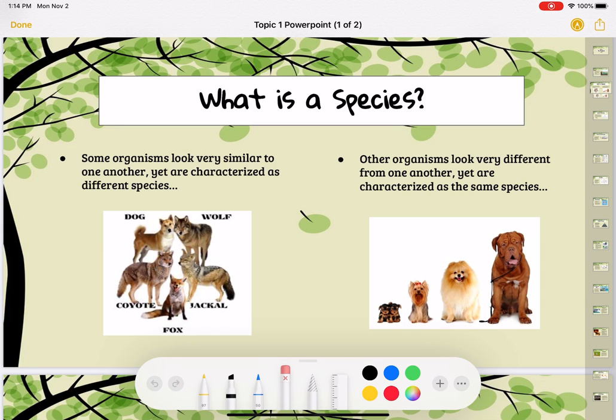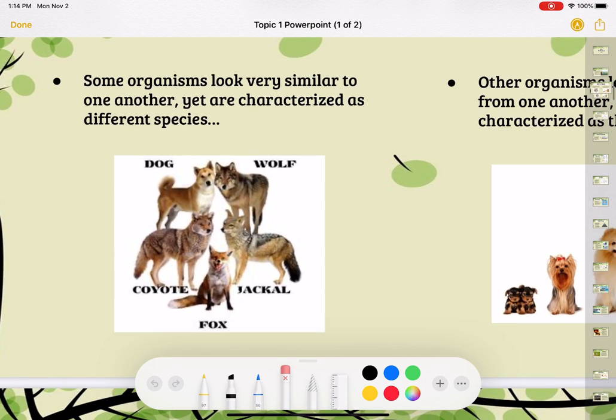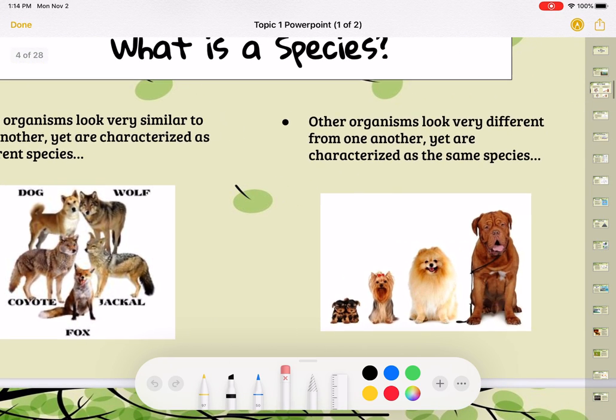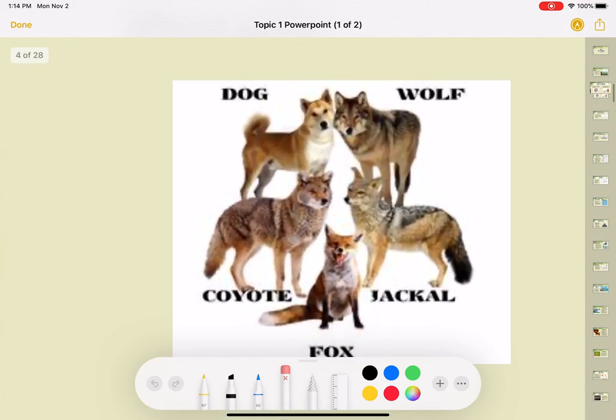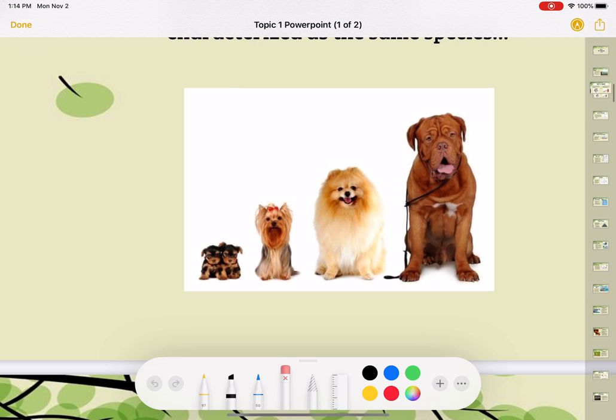So our first slide here says, what is a species? Well, some organisms look very similar to each other, yet are characterized as different species. It gives you the example here of a dog, a wolf, a coyote, a jackal, and a fox. They all look pretty similar, but they are all different species. Other organisms look very different from one another, yet they're characterized as the same species. So these guys probably look more similar than these guys, but these guys are the same species.